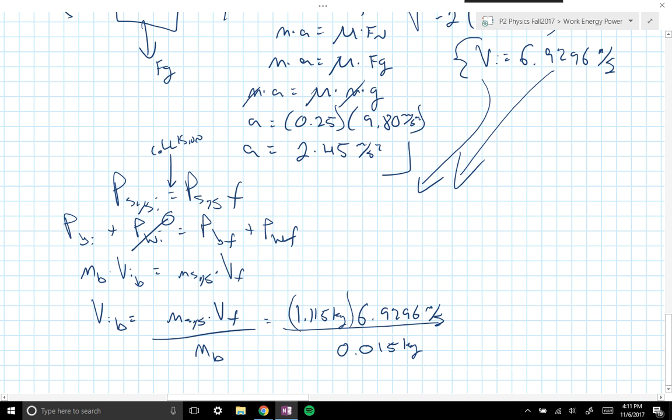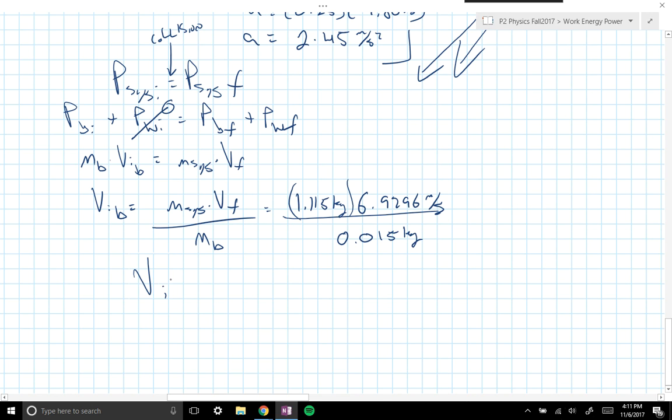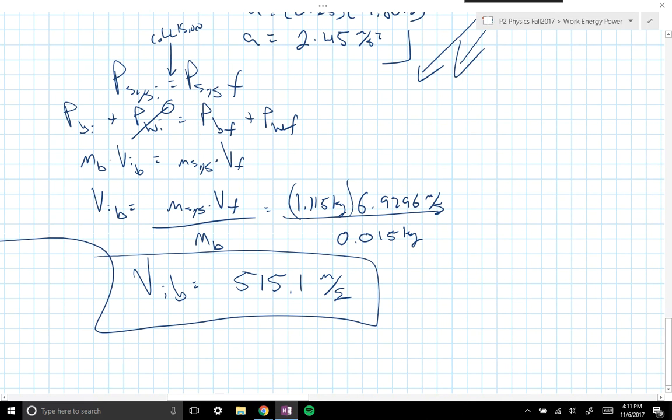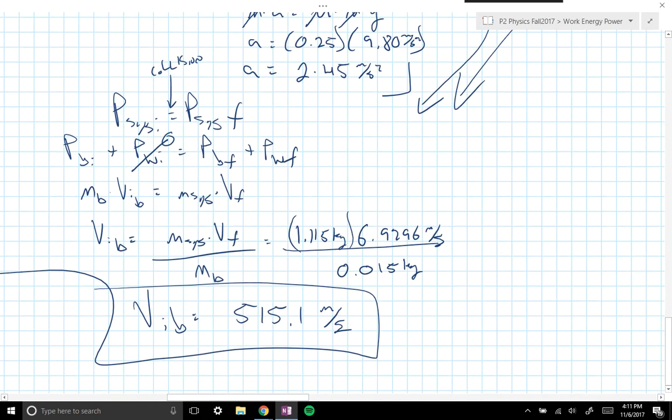0.015 kilograms. Come on in, Wes, and grab a calculator and punch this up. 1.115 times 6.9296 divided by 0.015 equals. I get initial velocity of the bullet of about 515-ish meters per second. Pretty fast bullet. All right, well, there you go. We'll take it. And that's that.